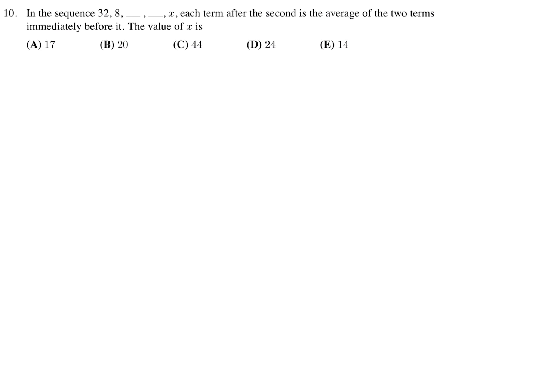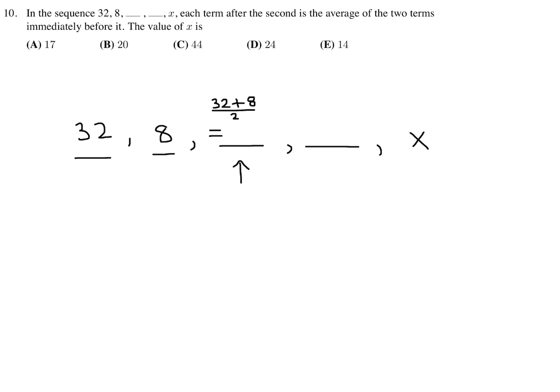In the sequence 32, 8, dash, dash, x, each term after the second is the average of the two terms immediately before it. The value of x is? So each term after the second is the average of the two terms immediately before it. So this term will be the average of these two. So that's 32 plus 8 divided by 2, which is 40 divided by 2, which is 20.